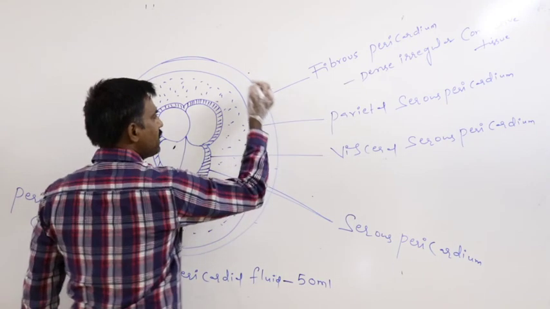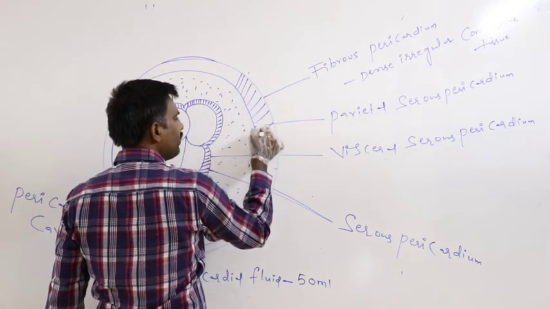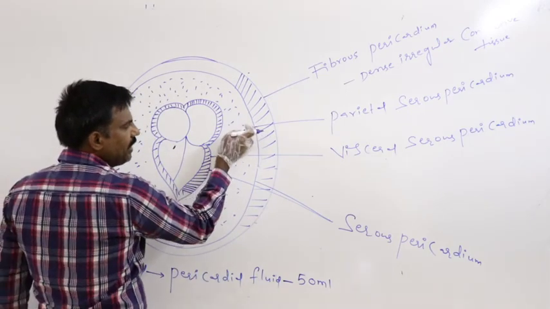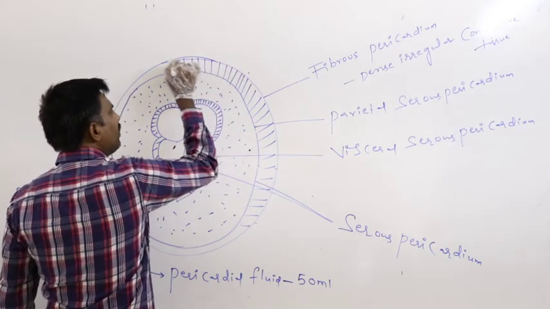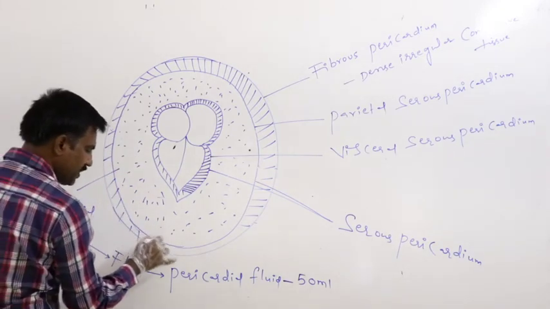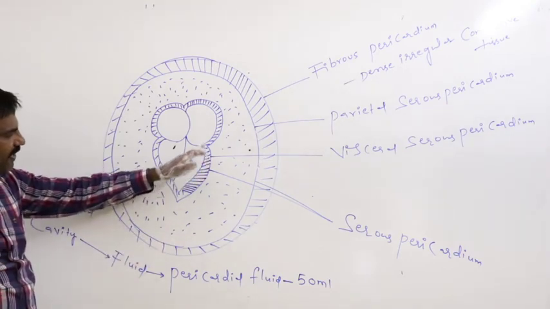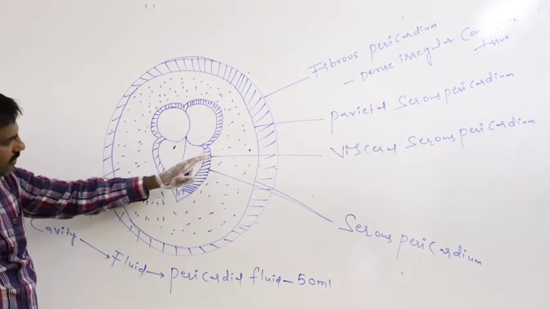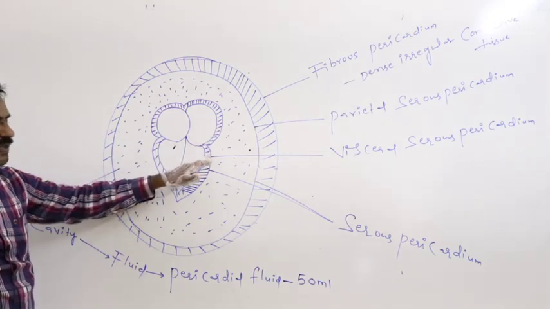The parietal serous pericardium completely fuses with the fibrous pericardium. The visceral serous pericardium is attached to the outer surface of the heart wall. This is the outer surface of the heart wall to which the visceral serous pericardium attaches.